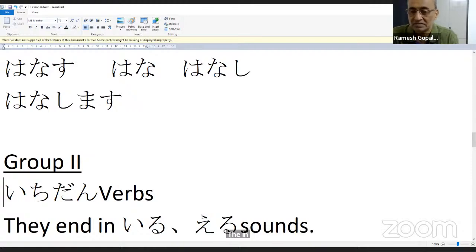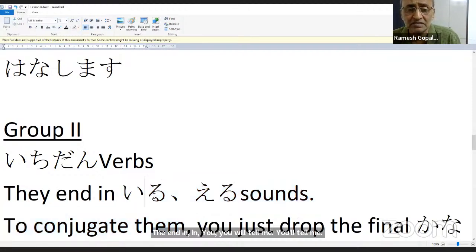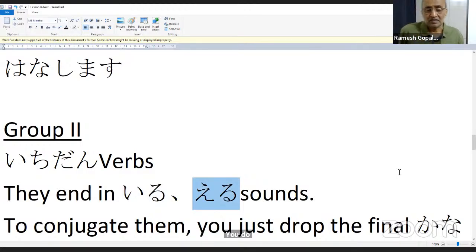Iru. You will tell me, this is ru, no? This also is ru. It ends in u sound. It's not that. Iru, yes, eru. Please write this down. Godan verbs end in... oh, sorry, Ichidan verbs end in iru, eru.